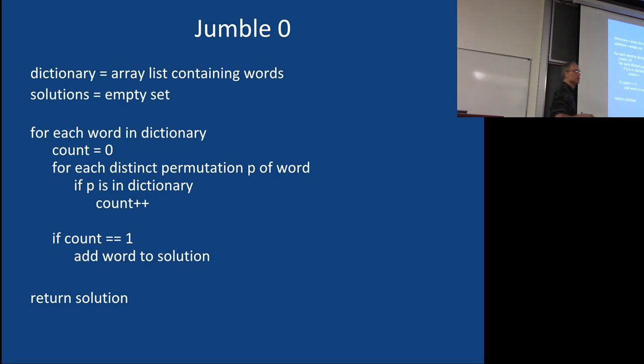Would you use like a binary search tree? Right. So instead of a list that we have to do a linear lookup on for each permutation, let's make it more efficient. Let's make it a binary search tree. Or a sorted list, or something that we can look up more efficiently. So this would be Jumble 1. We make our dictionary be a balanced binary search tree of words.